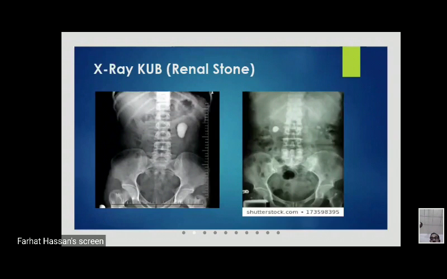Left side renal stone. So what are the causes of stone formation? What are the mechanisms of stone formation?